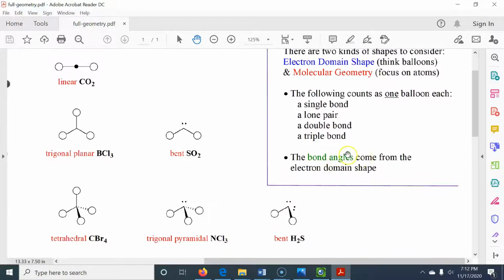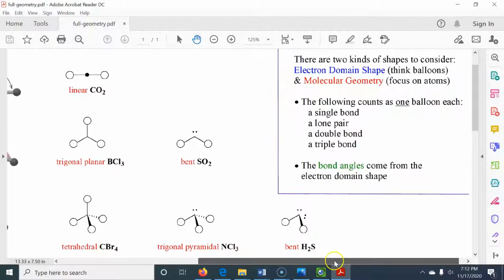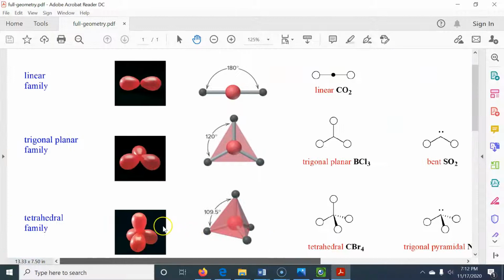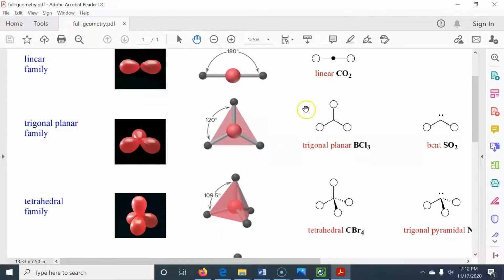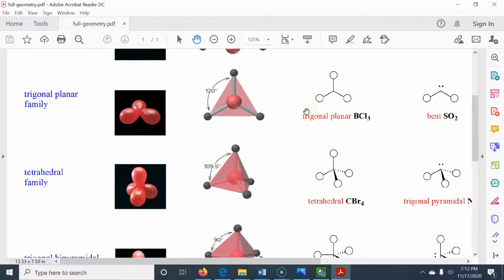And last thing is, in this box, we have bond angles, and those bond angles we talked about previously. We didn't talk about all the families in the previous video. Here we do show all the bond angles. Okay? And we'll get to this in just a bit. All right.